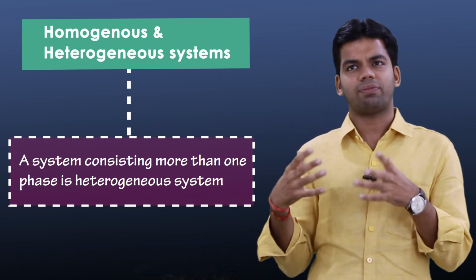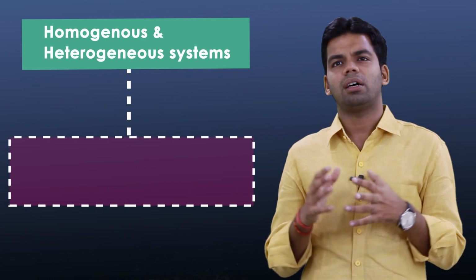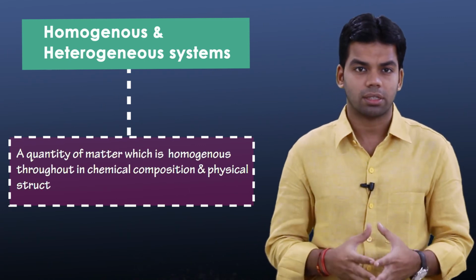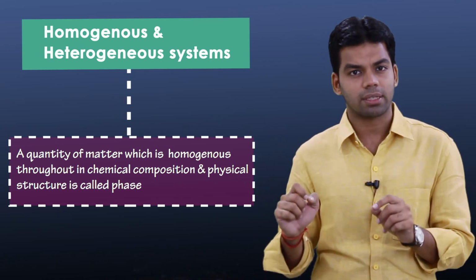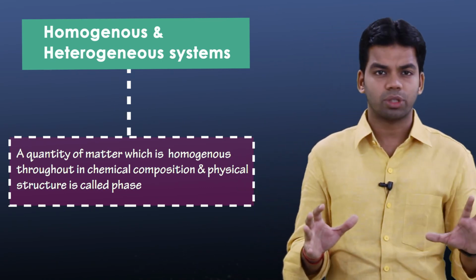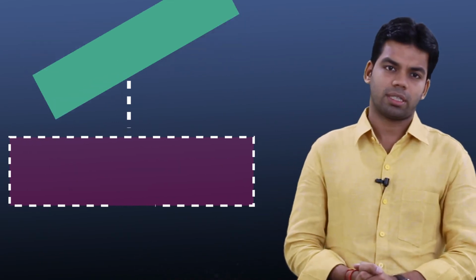And how can we define a phase? Suppose we have a certain quantity of matter which is homogeneous in chemical composition as well as in physical structure, then it is said to be a particular phase. And if the system has only one phase, it is called a homogeneous system, and if the system has more than one phase, it is called a heterogeneous system.